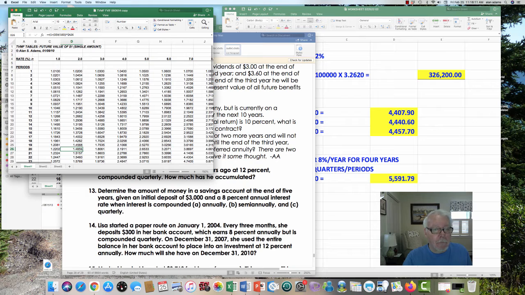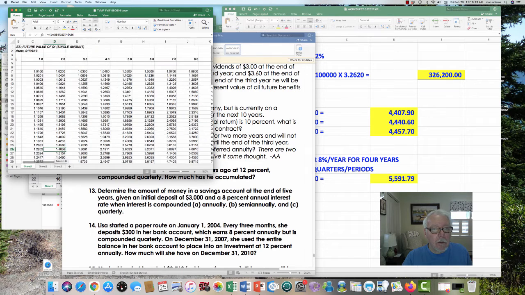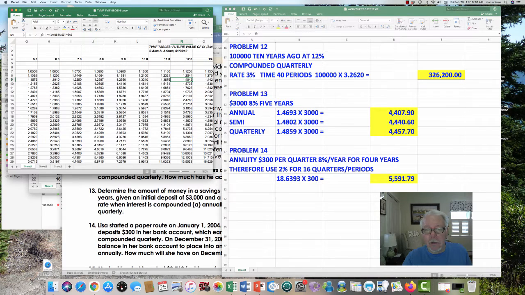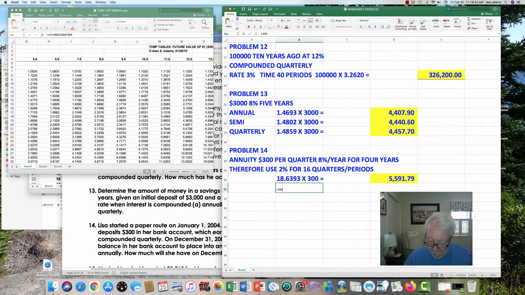Okay, so we come to table number 1, 12%, 3 years. Let's see what we get. There it is, 12%, 3 years, 1.4049. What did we multiply that by? We multiply it by how much money she has at the end of the first 4 years. She doesn't have $300 to worry about anymore. She has amassed $5,591.79. Okay?